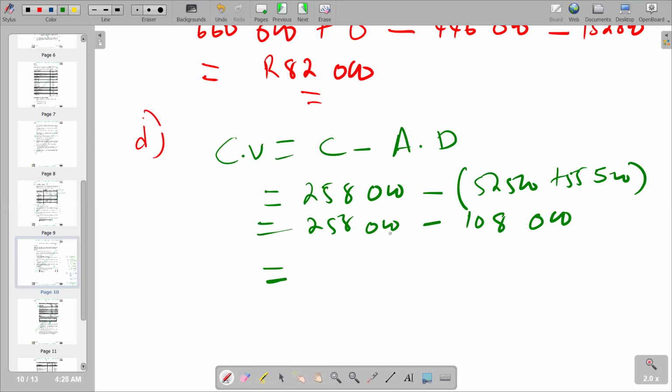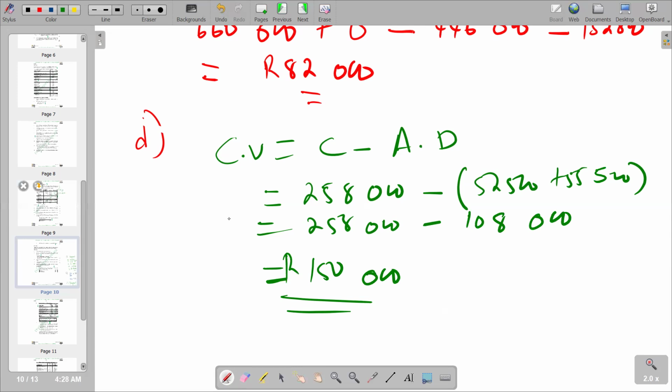Can we subtract that one, 258,000 minus 108,000? Let's try to calculate it. You're going to get your 150,000. So the answer that you're getting is 150,000. This becomes the final answer for our carrying value at the end of our equipment.